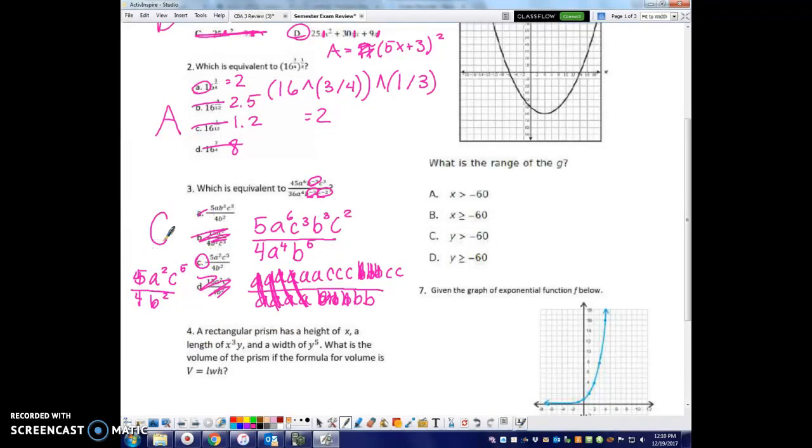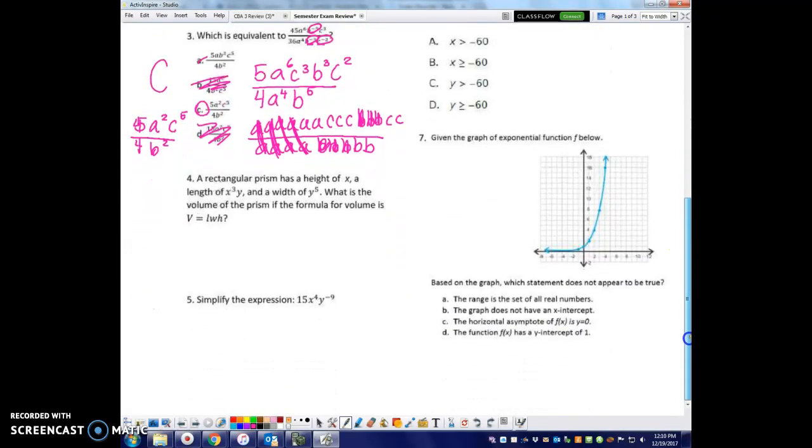Okay. So now let's look at number 4. Number 4 says, a rectangular prism has a height of x, a length of x to the 3rd times y, and a width of y to the 5th. What is the volume of the prism? If the formula for volume is volume equals length times width times height. So, if you draw a little picture to help you see, that's always helpful.